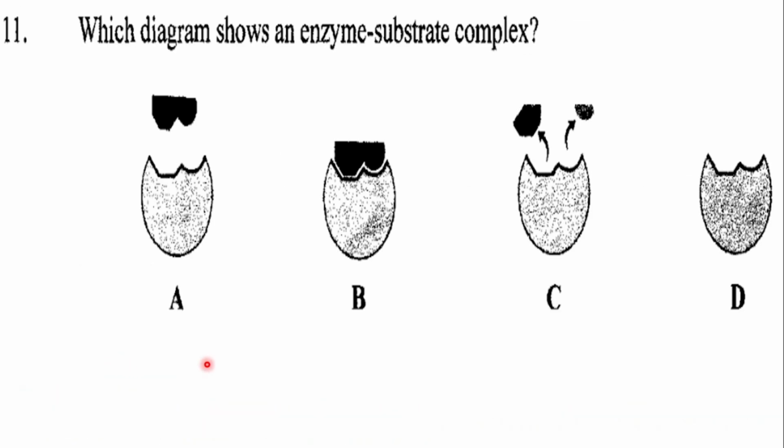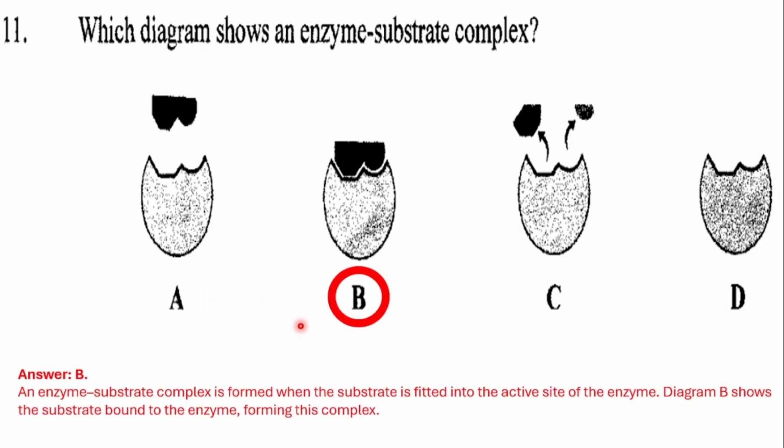Let's move on to question number 11, and it says, which diagram shows an enzyme substrate complex? Is it A, B, C, or D? The correct answer is definitely going to be B, because an enzyme substrate complex is formed when the substrate is fitted into the active site of the enzyme. Diagram B shows the substrate bound to the enzyme, forming this complex. So the correct answer is definitely going to be B.